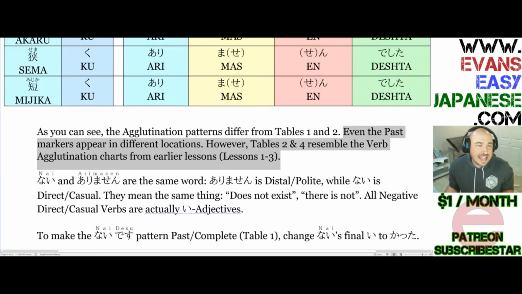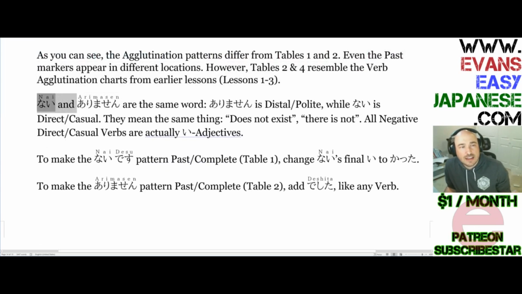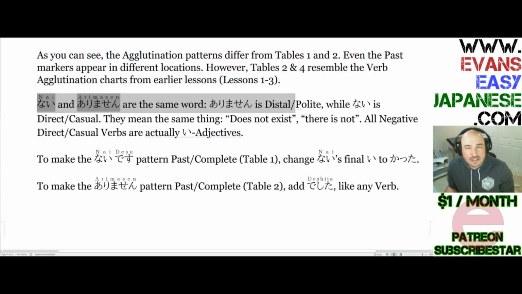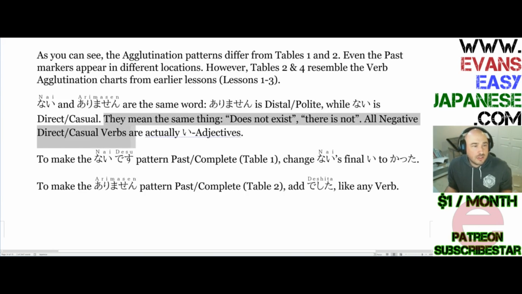Nai and arimasen. I think I already wrote this, but just to make sure, nai and arimasen are actually the exact same word. Arimasen is the distal polite form of the word, while nai is the direct casual. So arimasen means there is not something. Nai also means there is not something. Just when you make it not distal, it turns into nai. Or technically, when you take nai and you make it distal, it turns into arimasen. They mean the same thing: does not exist, there is not.